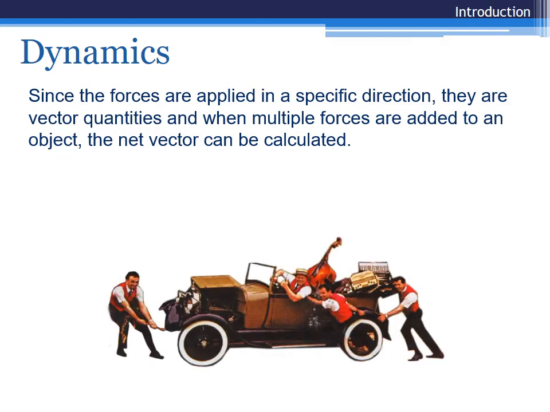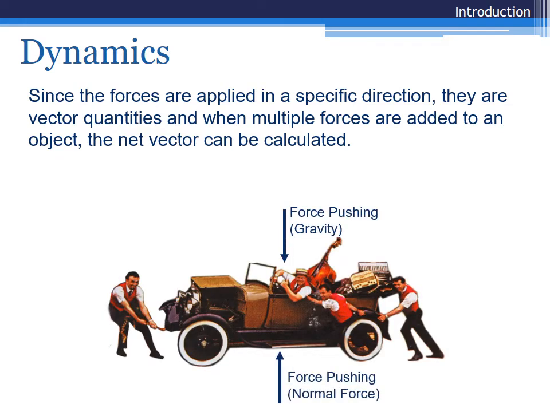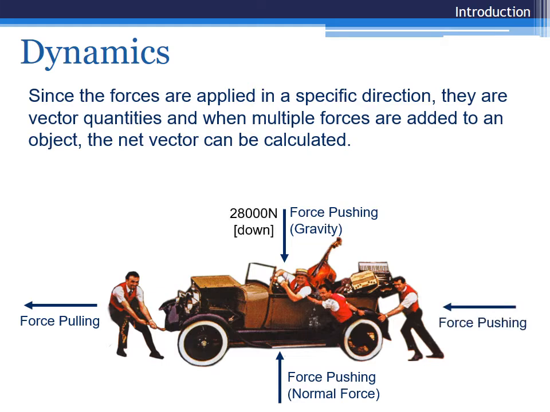Again, here's Walter in his car, force of gravity pushing down, normal force pushing up, this guy's pulling left, that guy's pushing left. Let's say the force of gravity is 28,000 newtons down, the normal force is 28,000 newtons up, the guy pulling is pulling with a force of 210 newtons to the left, and the guy pushing is pushing with a force of 270 newtons to the left.